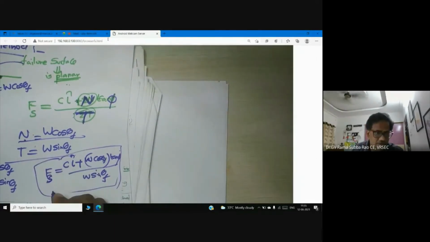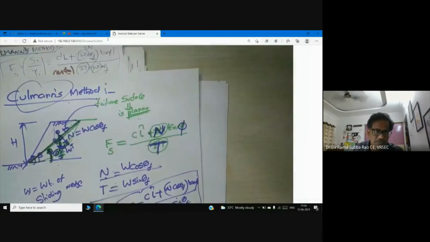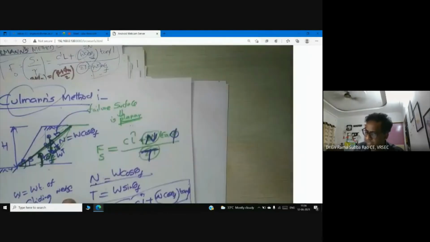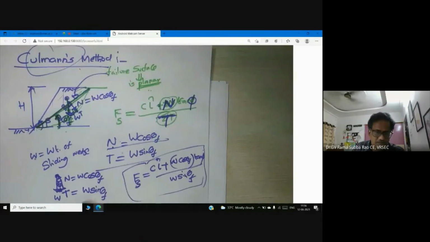How to calculate factor of safety using Culmann's method? See here, the entire method is explained. Here you see Culmann's method. Now, can anyone tell me what is the difference between method of slices and Culmann's method? Both are analytical methods. That means by using an equation, we can calculate factor of safety. They are mathematical, analytical. They are not graphical, to be frank.